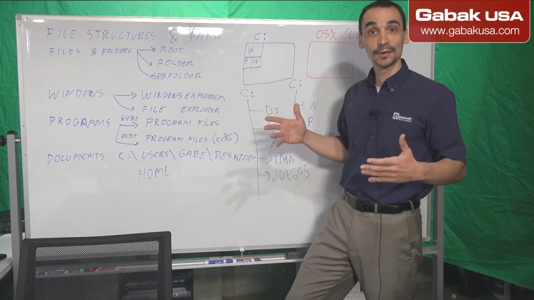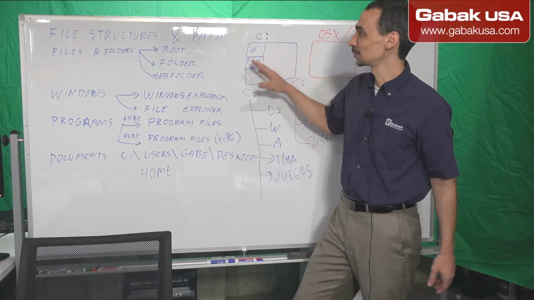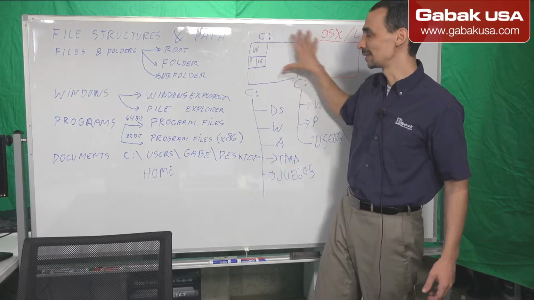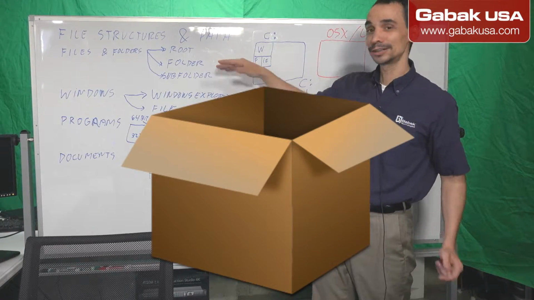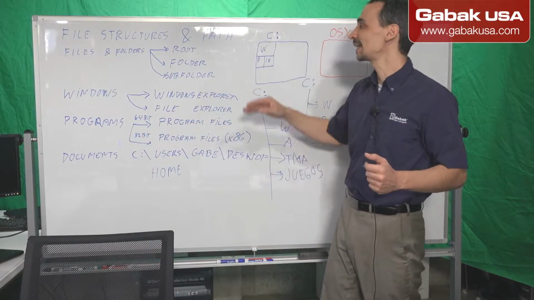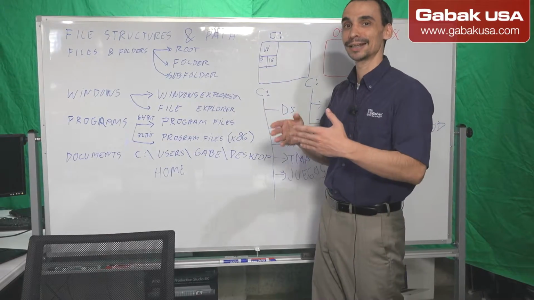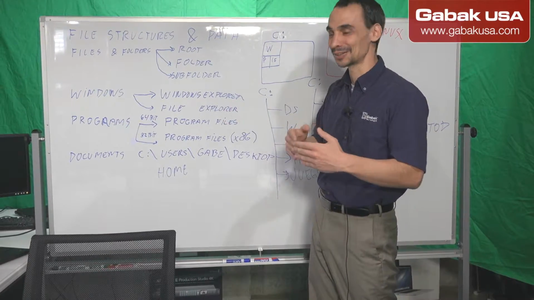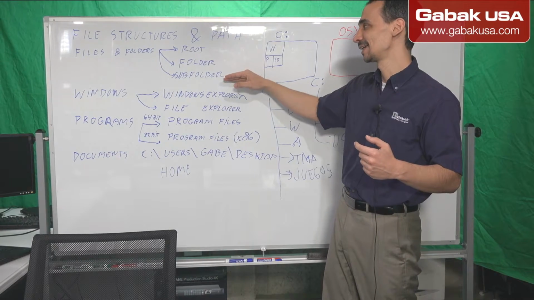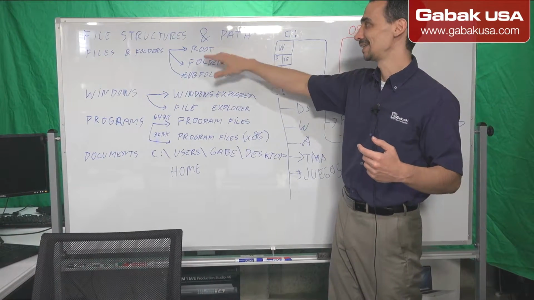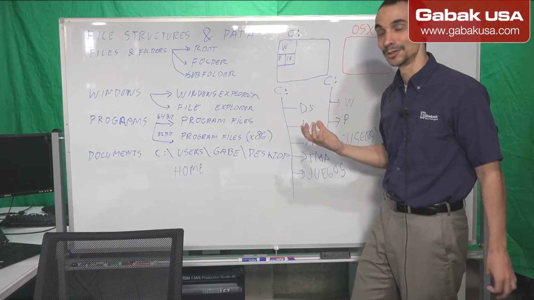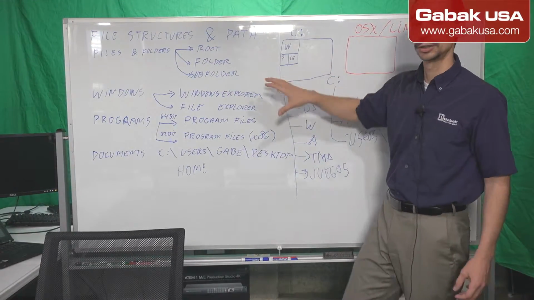Most operating systems in the world you're going to see like that. Root will be the whole box, where you have all the things. The folder will be the divisions inside, and the subfolder will be the subdivision of the division. A subfolder is something that is inside a folder, and a folder resides on the root. That is what I want you to understand.